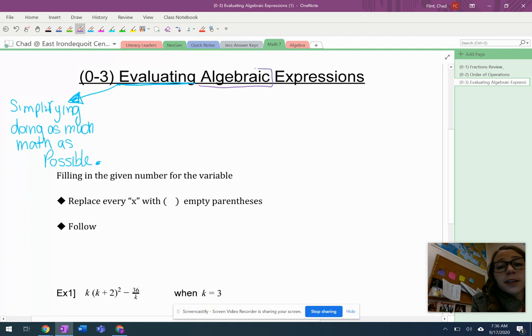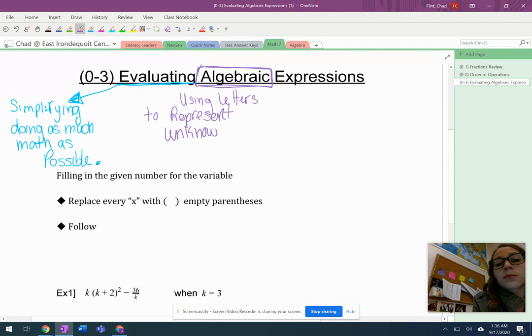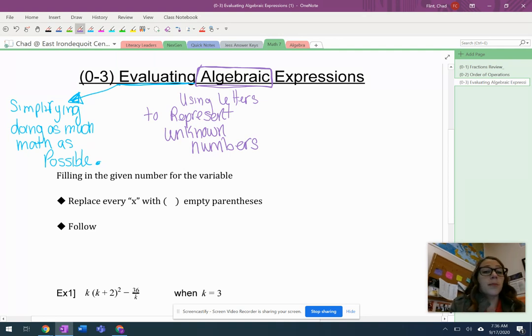Algebraic, on the other hand, when we're talking about the word algebraic or algebra, algebra just refers to using letters to represent unknown numbers. Or in our case, actually, we're going to know the numbers. We're just going to have to substitute them in or fill them in.